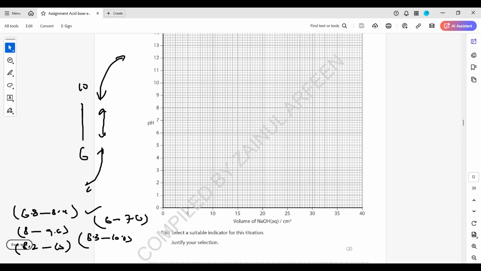There should be overlapping. But if, for example, one indicator shows a color change from 4 to 5, I cannot choose that, because that will show a color change in this section. We want one limit to be in and one limit to be out. Is it clear? Selecting an indicator for the titration.